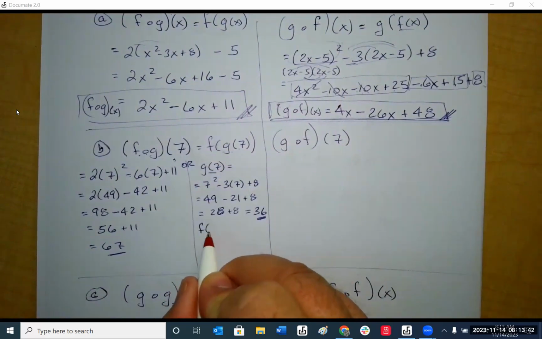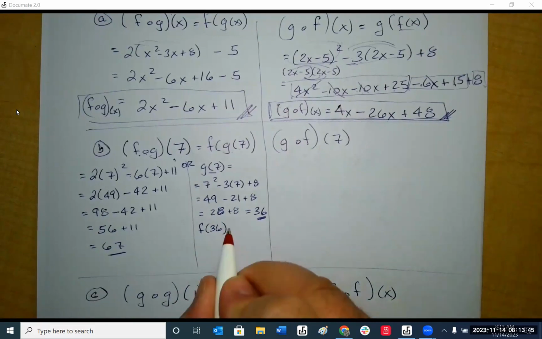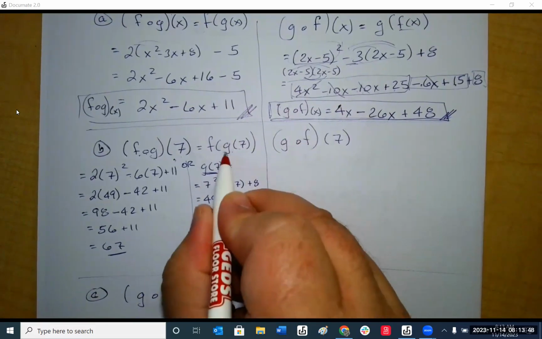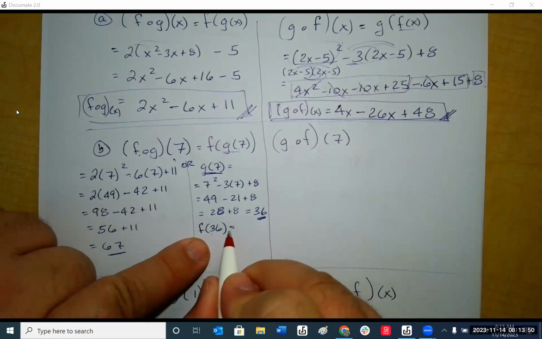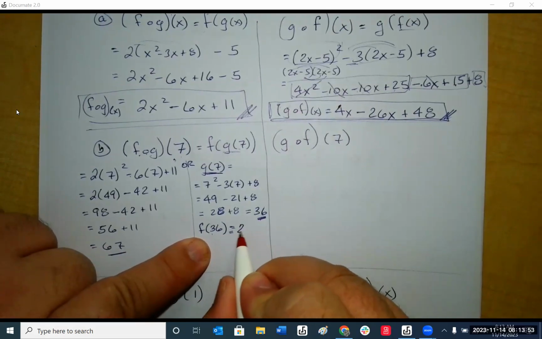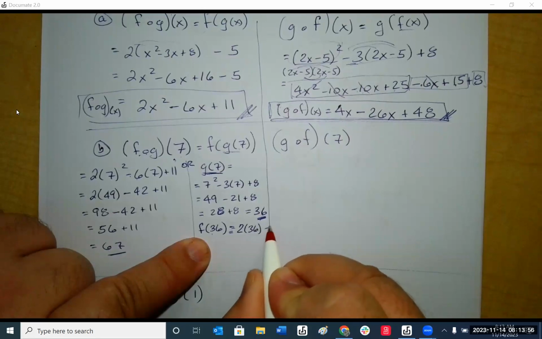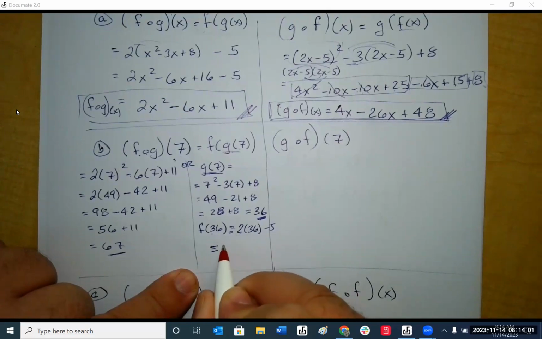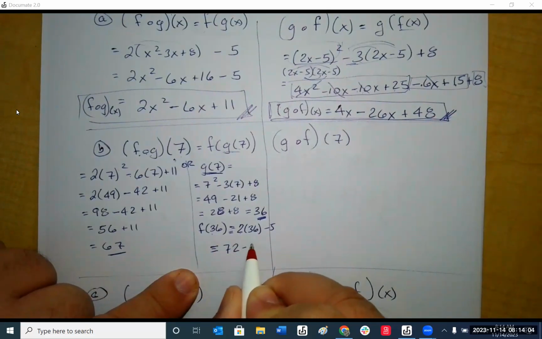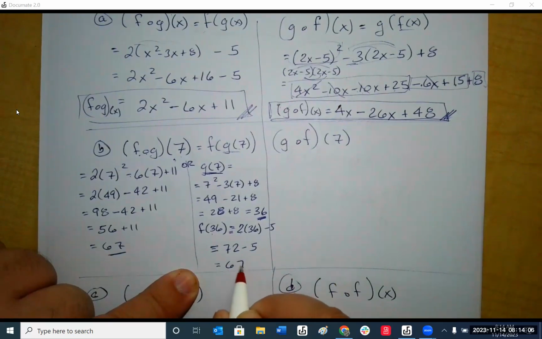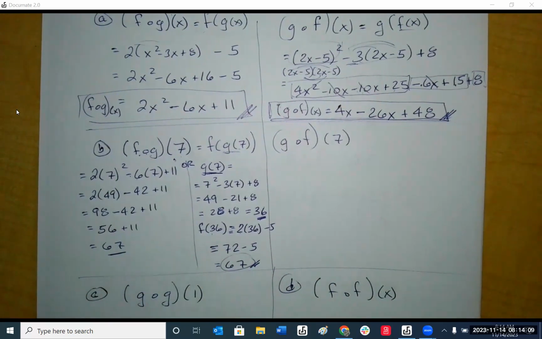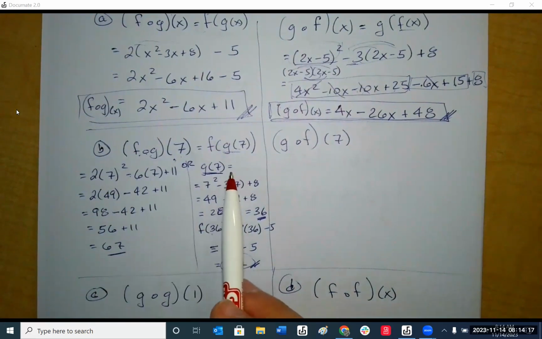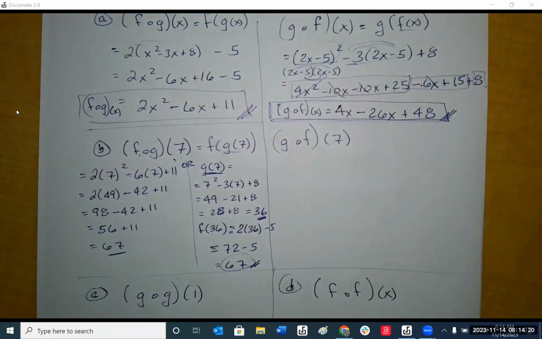So I have f of 36, because this is g of 7, that's the inside. I put this inside my f function. So it's 2 times 36 minus 5. 2 times 36 is 72, minus 5 is 67. Whatever makes it easier for you, you can do it that way. If you want to do the composite function first, or find the value first and plug it into the other equation, they both give you the same answer.